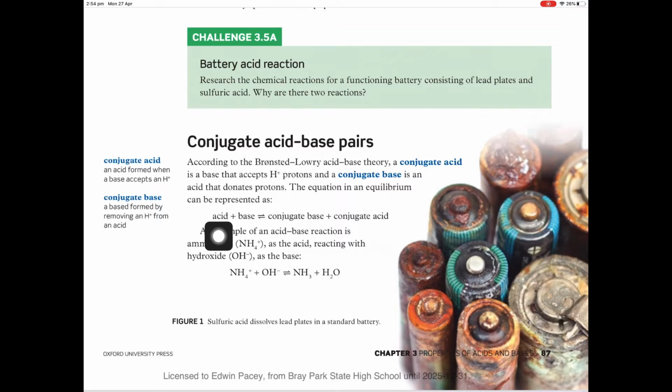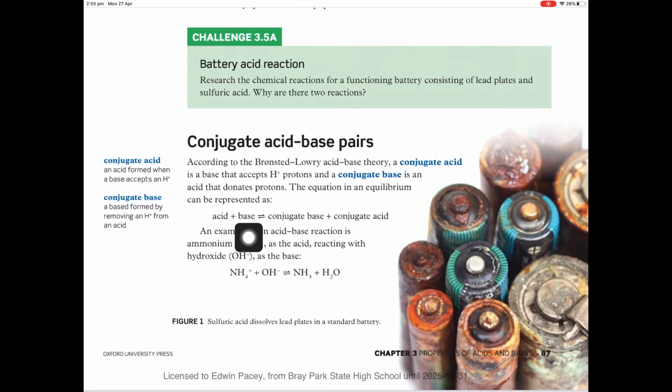The acid donates its proton to the base, and when that acid loses its proton, it becomes the conjugate base. And the base, when it accepts the proton, being a hydrogen ion, H+, becomes the conjugate acid. Nothing tricky at all. It's a bit like what we looked at last year, like redox reactions with the donation and accepting of an electron.